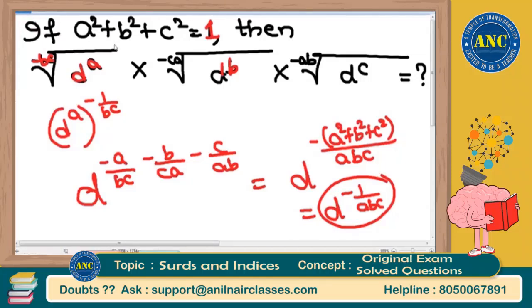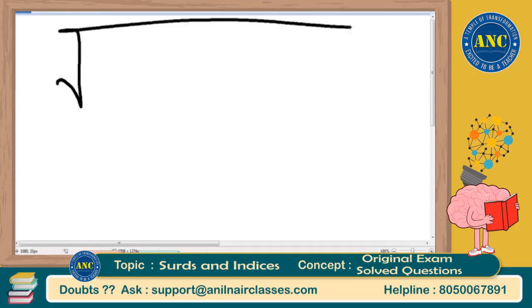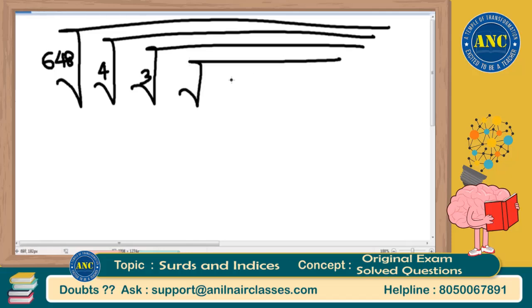Another question on surds and indices. Your question is: the 6th root, inside it the 4th root, inside again the cube root, inside it the square root of 512 to the power of 216. I want to simplify this value. Not a difficult question, definitely.